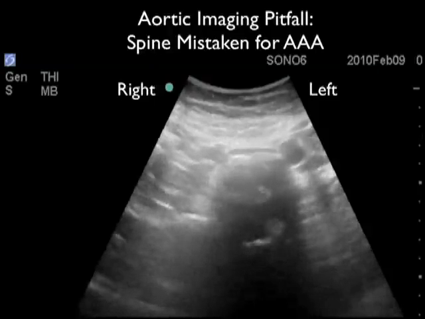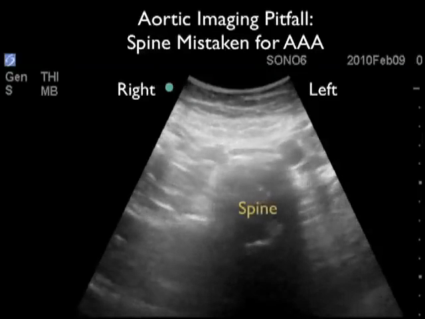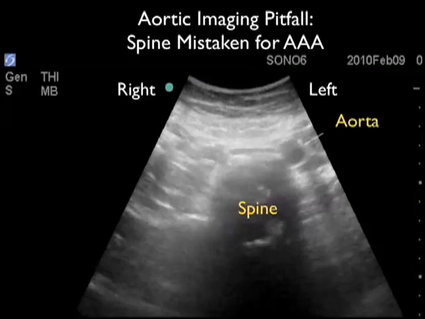This video clip shows an example where the spine could be mistaken as a large abdominal aortic aneurysm. Notice that it has the appearance of a dark structure within the abdomen, and at first glance it could look like an abdominal aortic aneurysm.